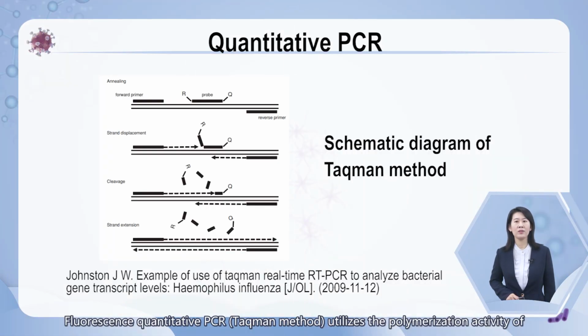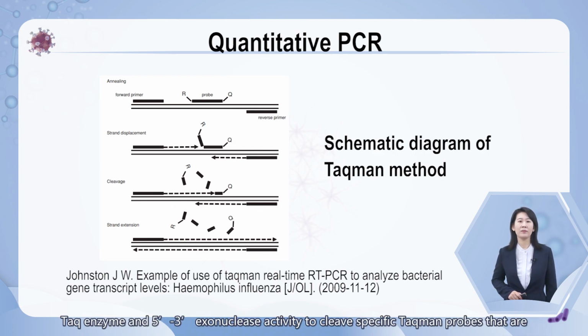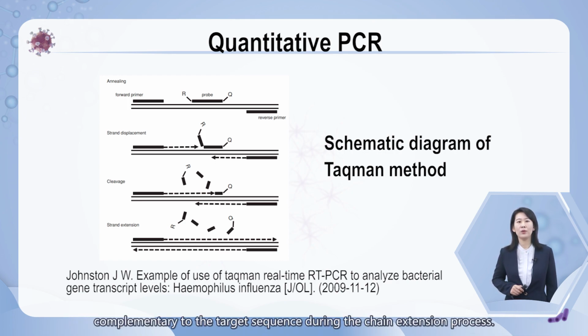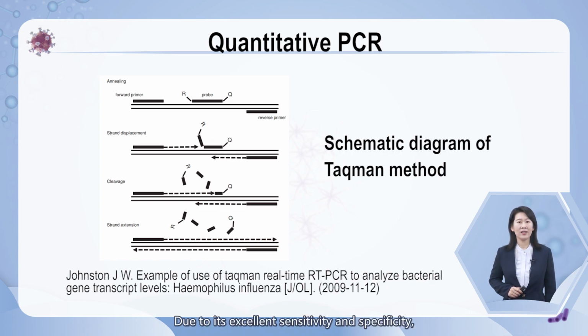The fluorescence quantitative PCR TaqMan method utilizes the polymerization activity of Taq enzyme and its 5' to 3' exonuclease activity to cleave specific TaqMan probes that are complementary to the target sequence during the chain extension process. Due to its excellent sensitivity and specificity, the fluorescent quantitative PCR method is currently widely used.